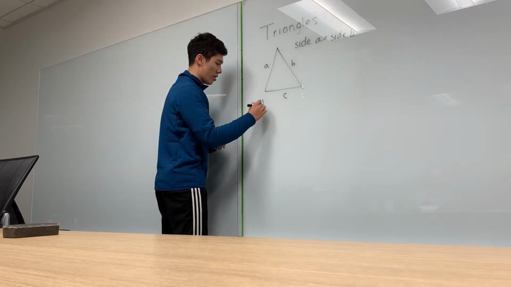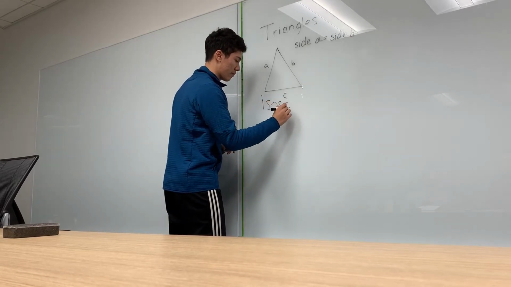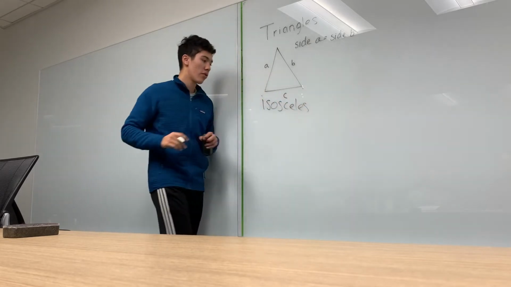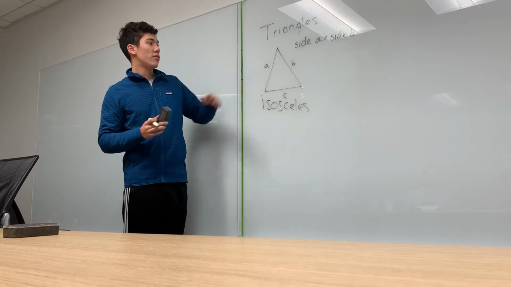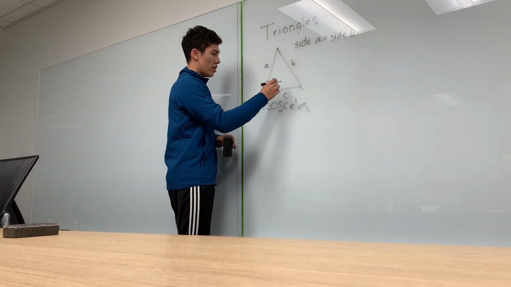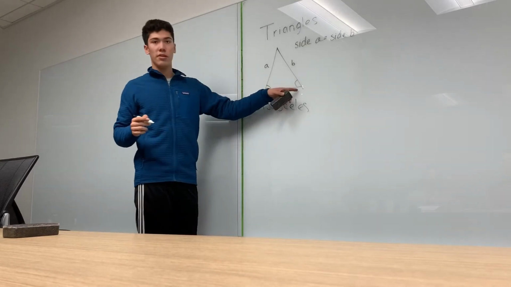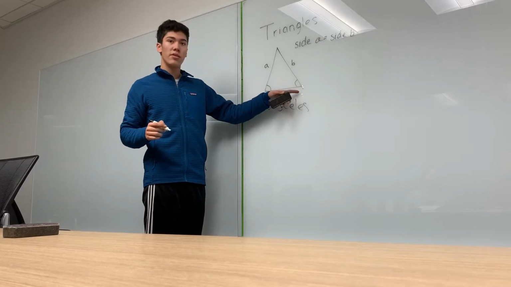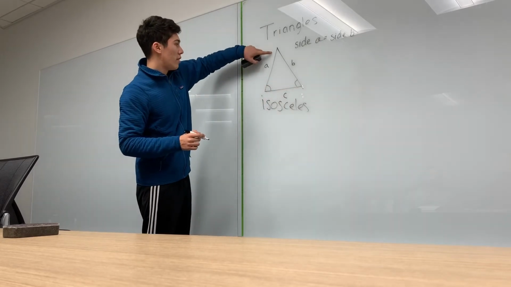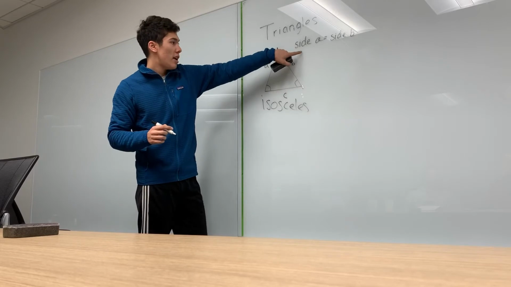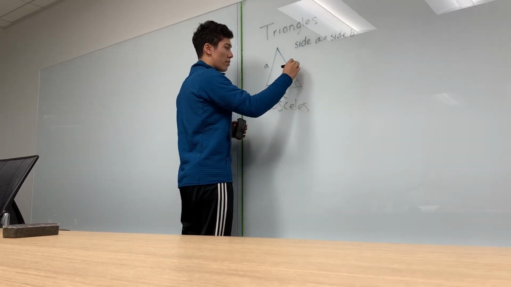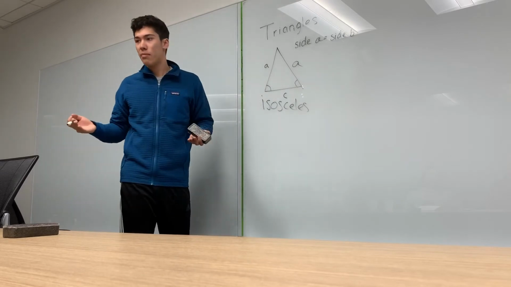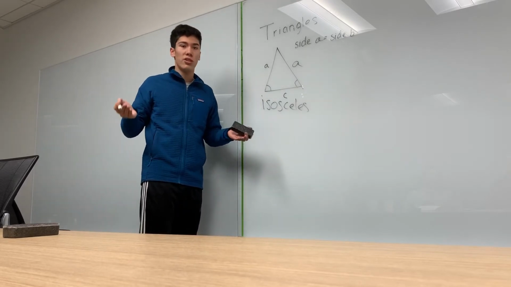Isosceles triangles basically have two sides that are the same, and because these two sides are the same, then these two angles are the same. Why these two angles are the same is because if side A and side B are the same, you can basically say that they're technically both side A or they're technically both side B because they are the same. You can just interchange them.